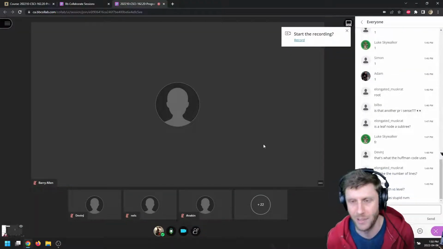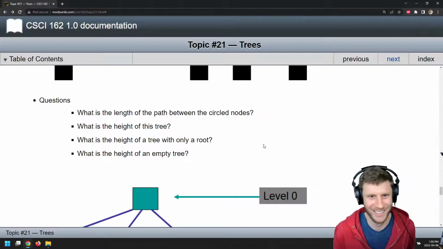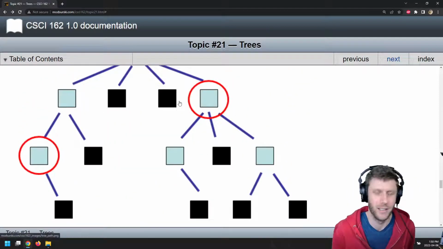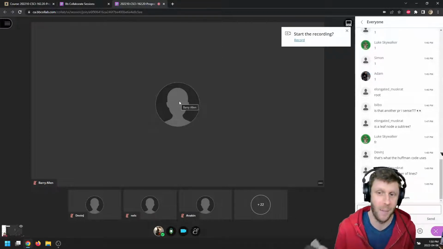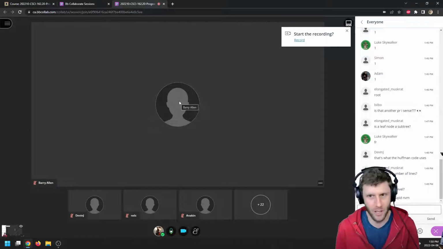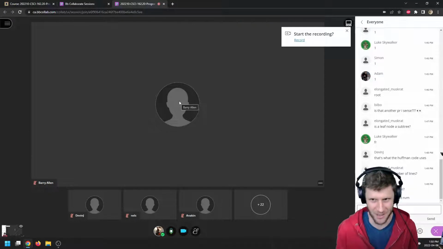Path length versus level. We're on it right now. That's not a stupid question. That is a very good question, because the path length and the level are very related to one another. So, very good question.